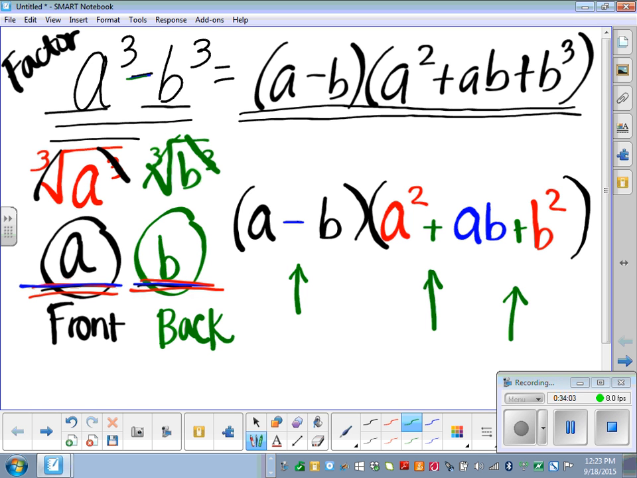Okay? So I'm going to do it again with the sum. This was the difference of two perfect cubes, difference meaning subtraction. I'm going to do this little song to help you not have to memorize it, but just a little bit of a way to help you actually memorize it. One more time.